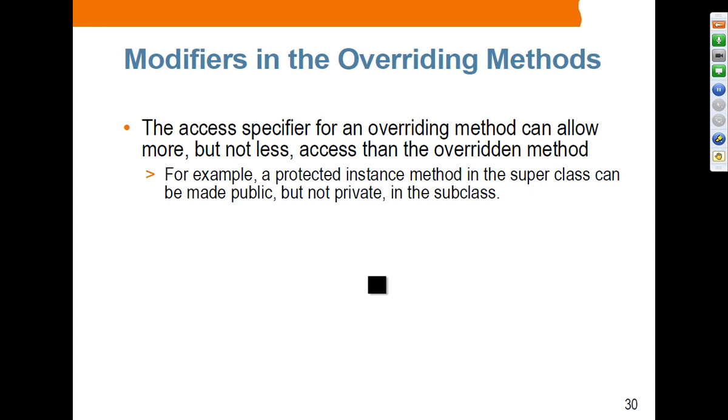The access modifier of an overriding method can also be more but not less accessible than the overridden method. For example, a protected instance method of a superclass can be public but not private in a subclass. That makes sense, right? You don't want to make it less accessible in a child class. That doesn't make any sense. In general, you want to use the same access modifier as the parent class. But if you want to use a different modifier, it has to be a less constrained access modifier.